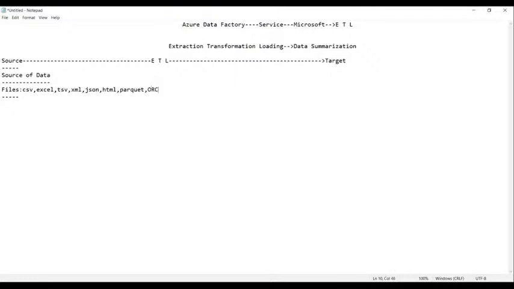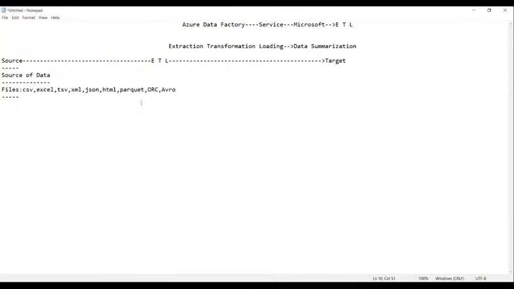Then you have ORC files, which stands for optimized row columnar. Then we have Avro files and Dat files. These are all the various types of files where we can find the data, or where we can get the data.